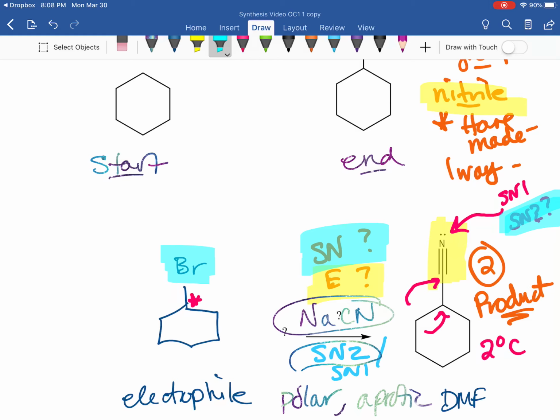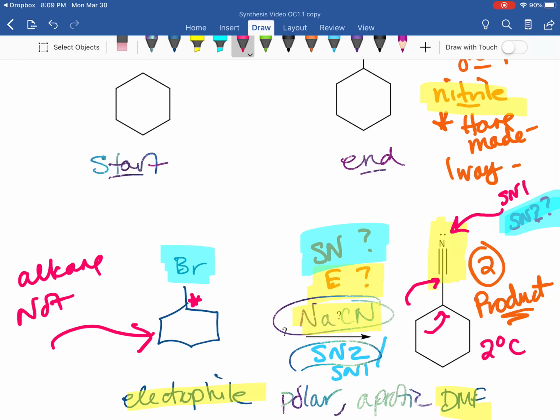So we just went one step backwards. Awesome. So if you were in the lab, you could now take this starting material right here, take your electrophile, stir it up with some sodium cyanide and some DMF, and you would make that product. Except this now is not quite done, because we do not have an alkane yet. We have an alkyl halide. Aha! How do we make that?